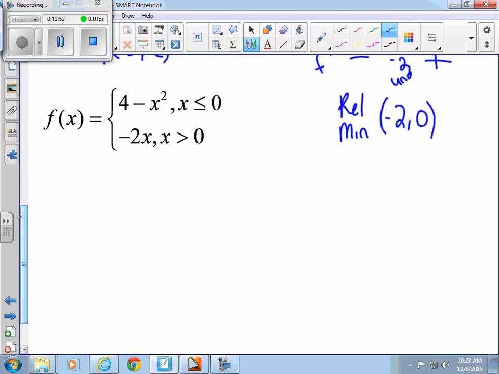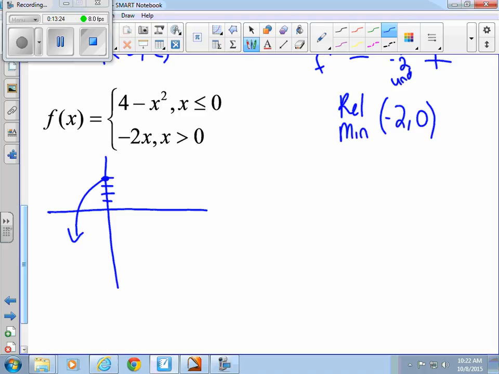Before I do anything, I'm going to graph it. You will get to a place where you don't have to do this, but it is good practice for piecewise graphing. This graph looks like 4 minus x squared when x is less than 0. So on the left-hand side, I'm going to graph that. And what does that graph look like? A graph moved up 4 units and flipped. So it looks like that.